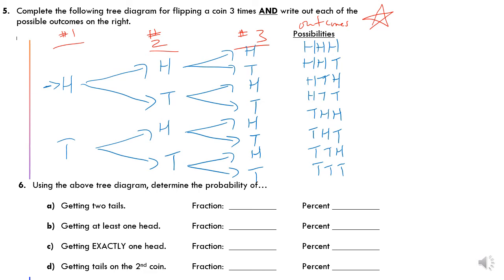And count all of your outcomes. 1, 2, 3, 4, 5, 6, 7, 8. All probabilities are out of 8. So that means if you flip 3 coins, or 1 coin 3 times, there are 8 possible ways you could do it. Now we're going to use that tree diagram to determine each probability.